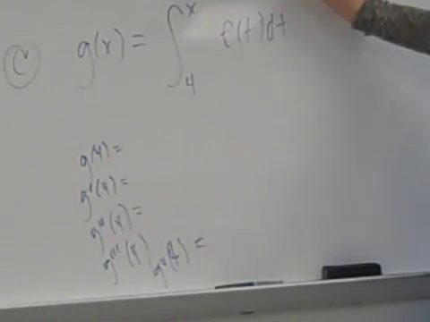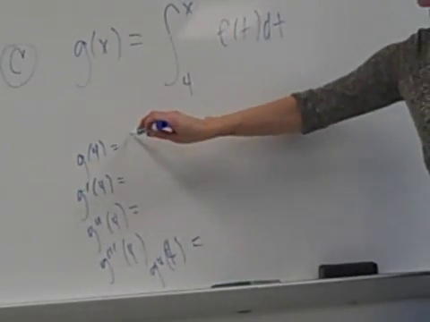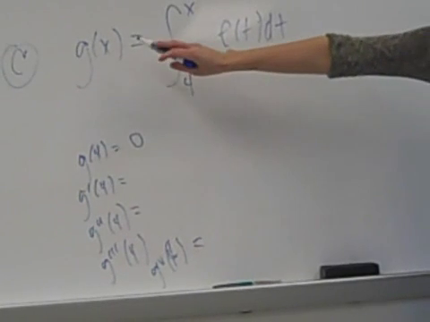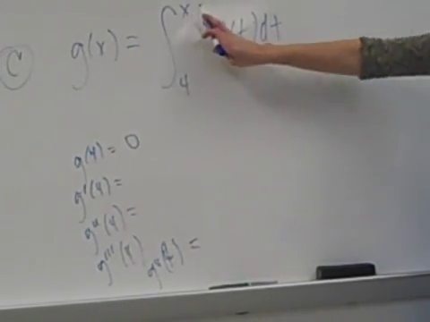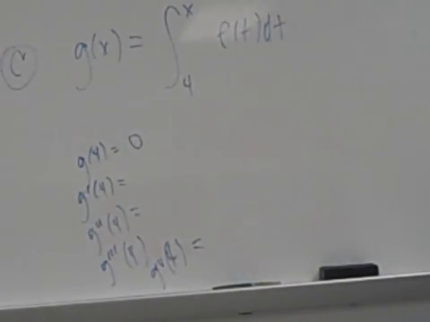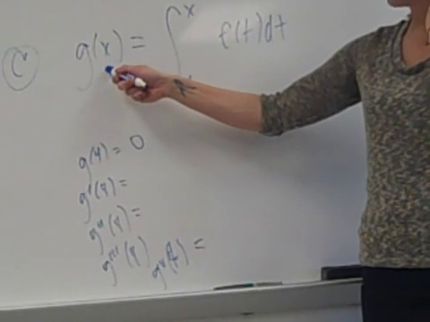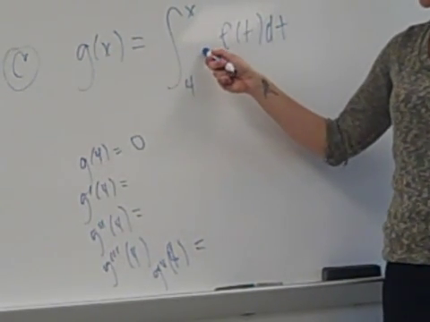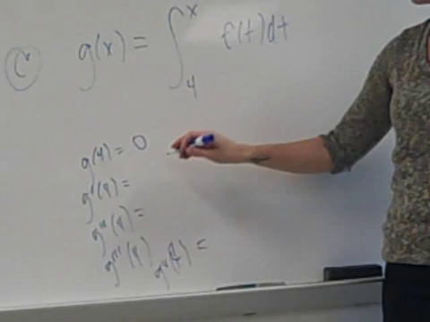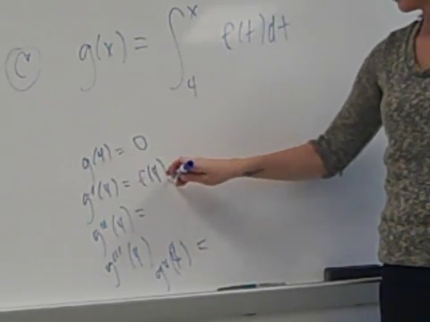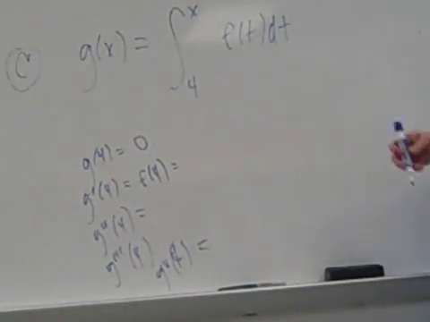So I gotta go find all these derivatives of g. So think about this for a second. What's g of 4? 0. The integral for g of 4 is going to be the integral from 4 to 4, which is just 0. So g of 4 is 0. What's g prime of 4? Well, if I take the derivative of g of x, what am I going to get? F of 4, which is 7. We already found it.